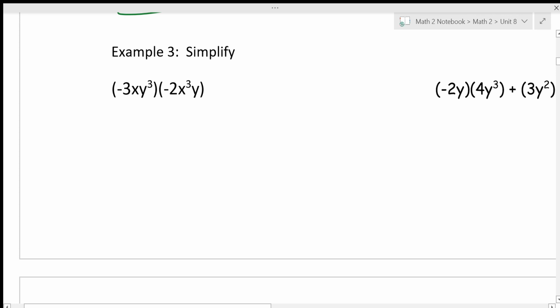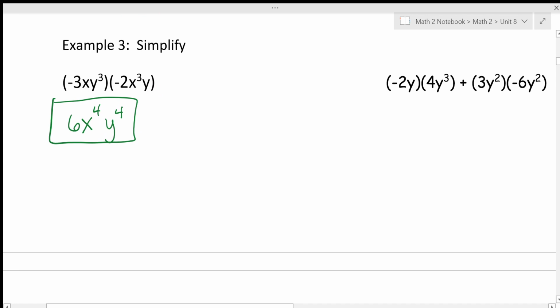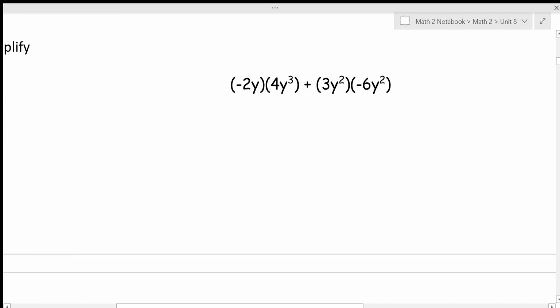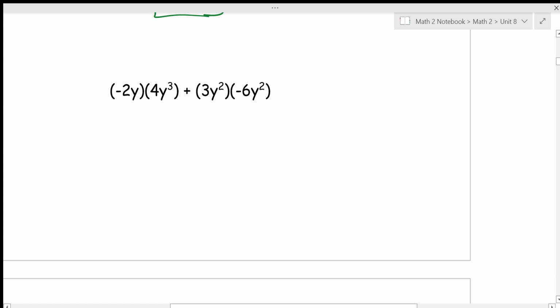Okay, negative 3 times negative 2 is positive 6. x to the first power times x to the third power would be x to the fourth power, and y to the third power times y to the first power would be y to the fourth power. And that's all we can simplify on that one. We get rid of the parentheses, make sure there are no negative exponents, make sure any fraction is fully reduced.